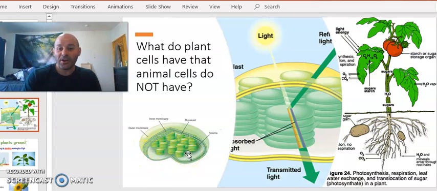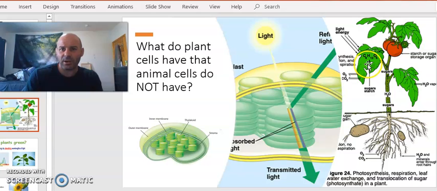chloroplasts. Good. So these little tiny green organelles in plant cells called chloroplasts, these are like the little secret weapon of plants that make their food for them. These are little glucose producing factories in plant cells. If we look here, we see that light hits the chloroplast. Some of that light bounces off, some of the light passes through, but a lot of that light is absorbed as energy for the plant to make its own food.